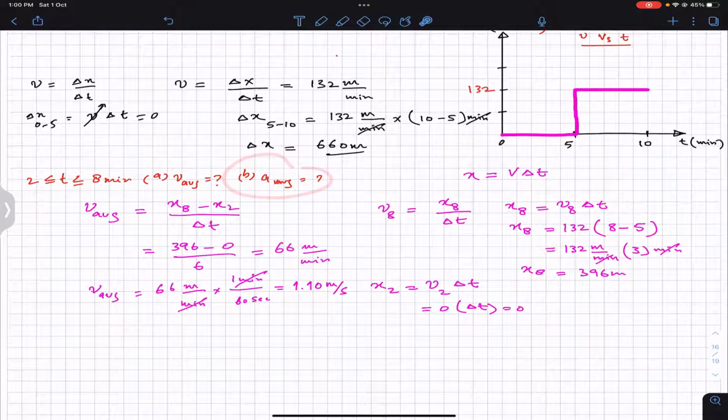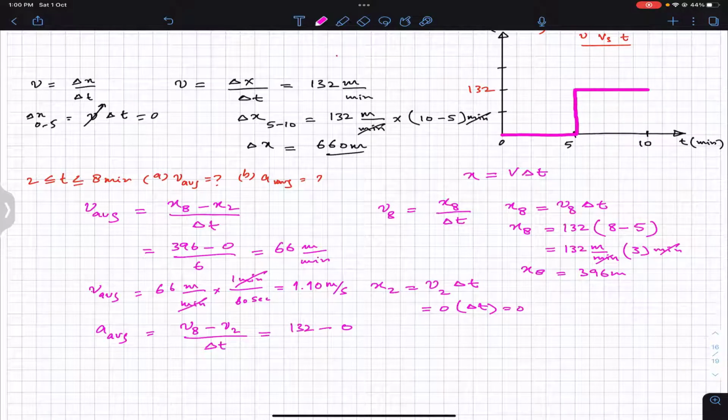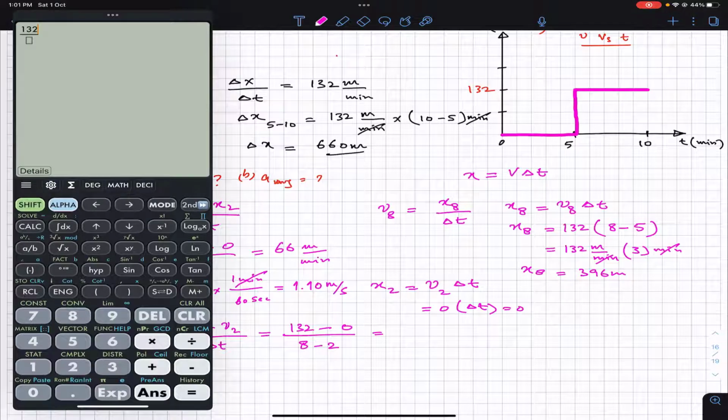Now in part B we were asked to find the average acceleration for this particular interval. So the a average will be the velocity at 8 minutes minus the velocity at 2 minutes, divided by the total time interval. Now we know that V8, the velocity from 5 to 10 minutes, is constant, which is 132. V8 is 132, V2 is 0, since from 0 to 5 minutes he stands still. So 132 minus 0 divided by delta t, which is 8 minus 2. So this is 132 divided by 6. This gives me 22.